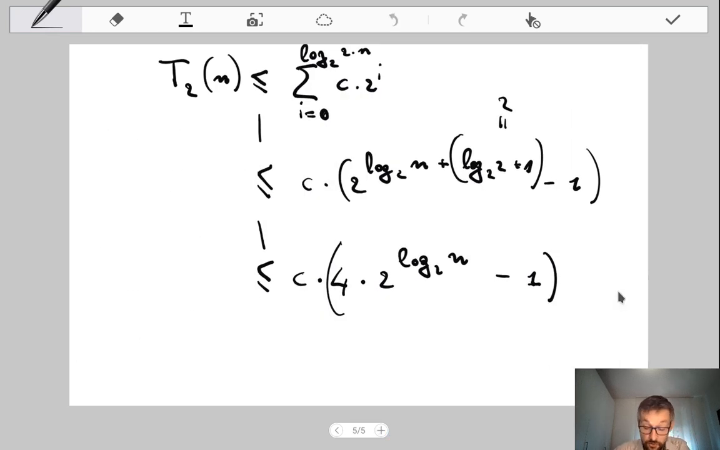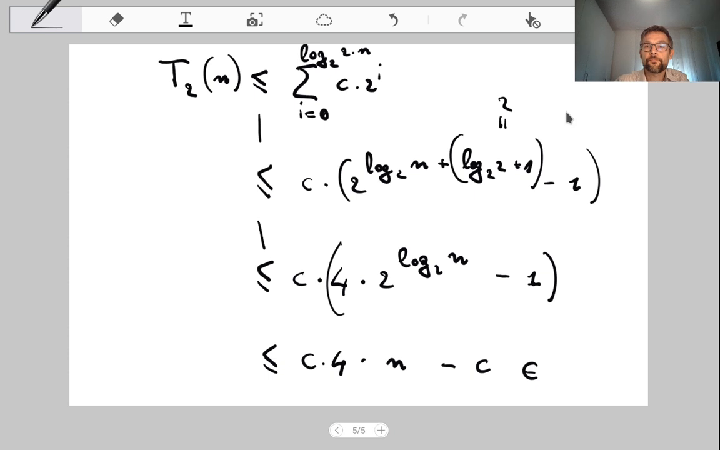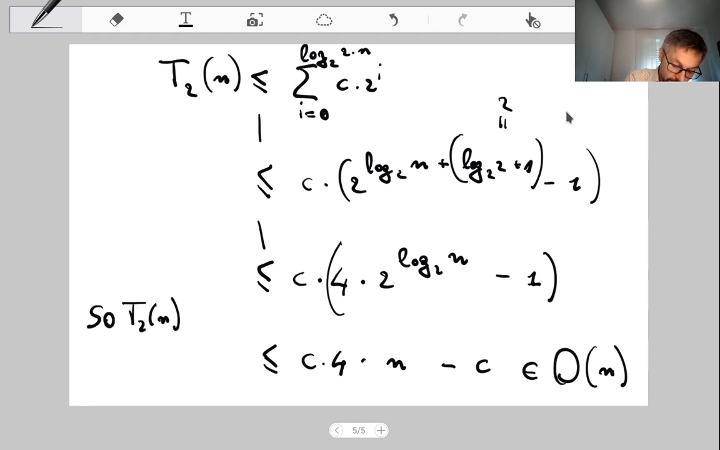In any case, it is again a constant. So what about this expression? Well, this expression, of course, is c multiplied by 4 multiplied by n, minus c, which belongs to big O of n. So now we discover that our T2 belongs to omega of n and belongs to big O of n. So T2 of n belongs to theta of n, and this is the solution.